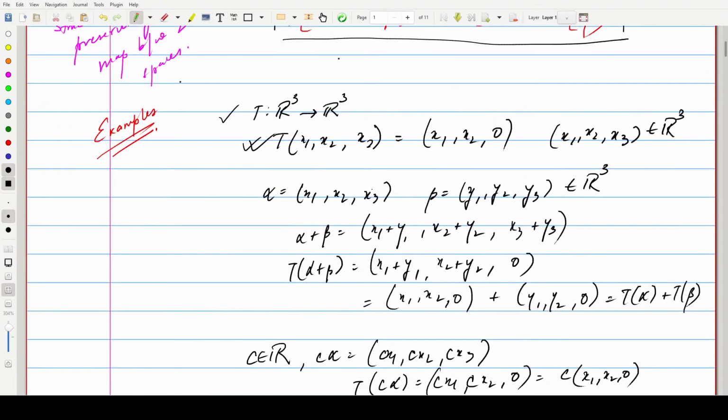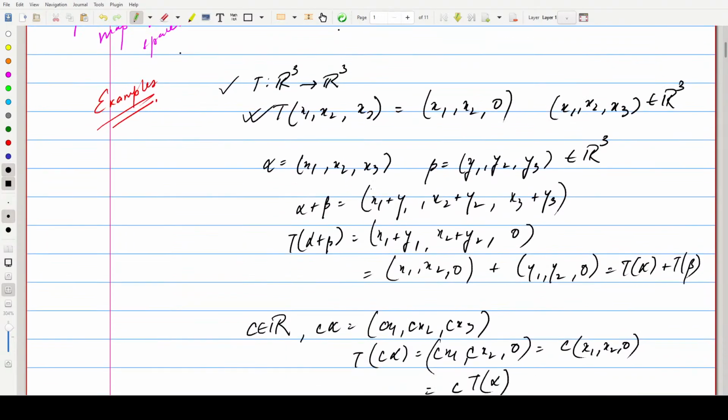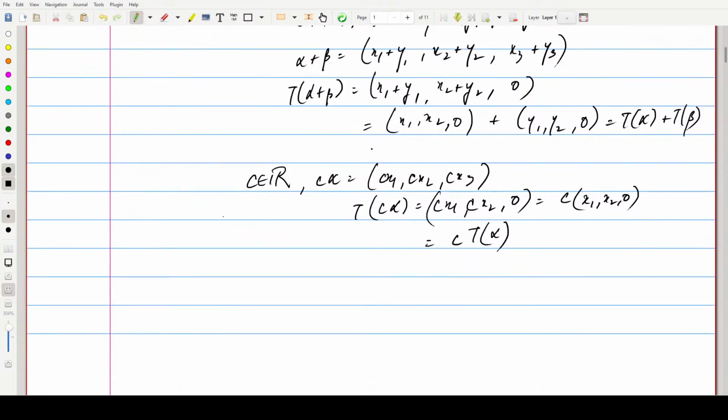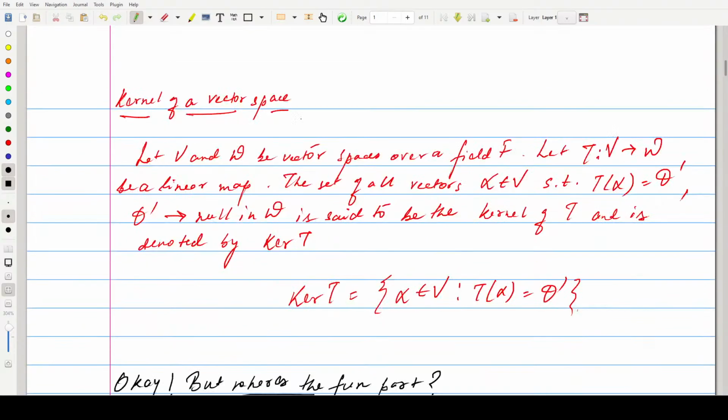So now you can prove whether this is a linear transformation. So here we can say that T is a linear transformation, right? Okay, so shall we go ahead and see what a kernel of a vector space is?